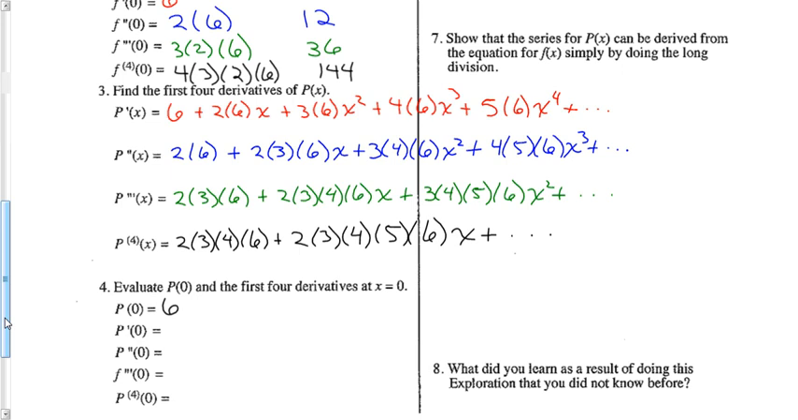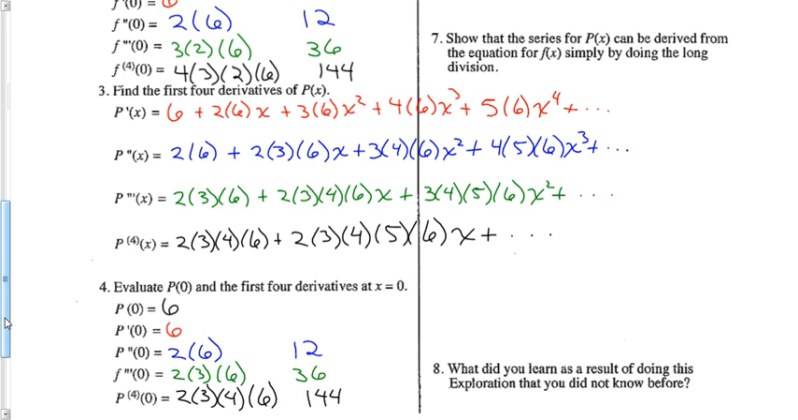Now when I evaluate p prime of 0, because of this pattern continuing on, I'm also going to get 6. P double prime of 0, when I plug in a 0, I will get 2 times 6, which again, if it makes you feel better, you can write as 12. My third derivative is going to be 2 times 3 times 6, which is going to be 36. And then my fourth derivative is going to be 2 times 3 times 4 times 6, which is 144.